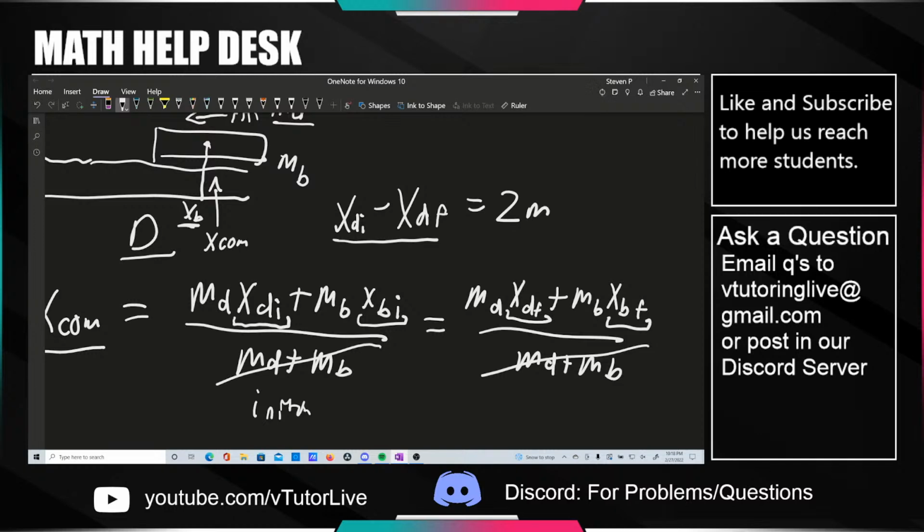No, I'm sorry. Let me think about how to actually express this. This is what we're trying to find, XDI minus XDF. We're trying to express that the dog moves 2 meters along the shore relative to the boat. How do we express that? Let me think.